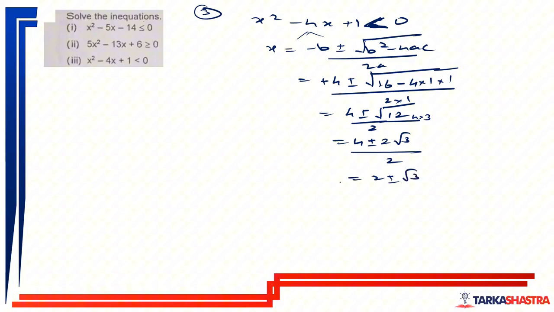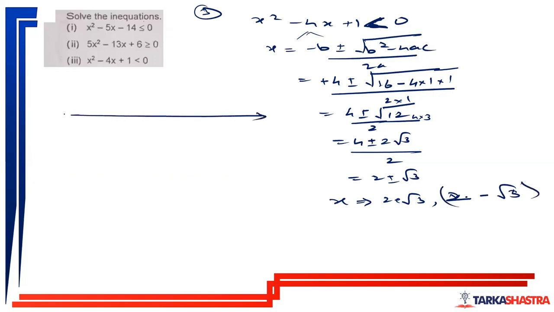And if I divide by 2, I've got two roots for x. x is 2 + √3, and the other one is x is 2 − √3. So 2 + √3 and 2 − √3. Let us try to plot it. This is 2 − √3 and this is 2 + √3.